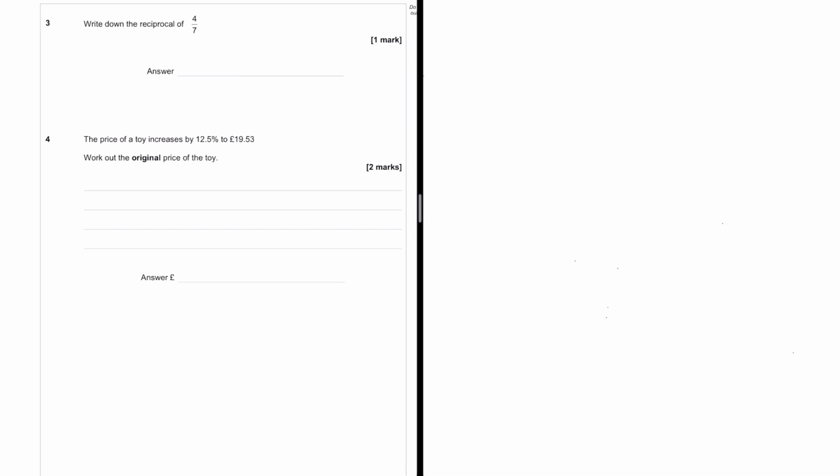So write down the reciprocal of 4 over 7. Well, a reciprocal is just 1 over something. So 1 over 4 over 7, which is just 7 over 4.